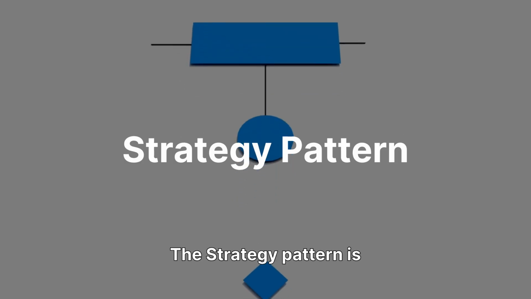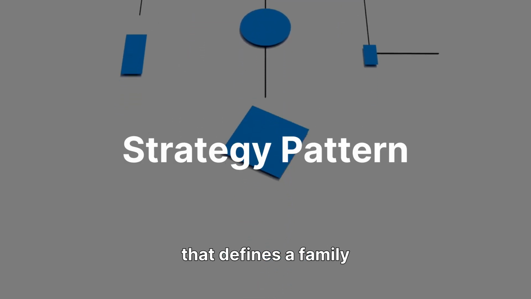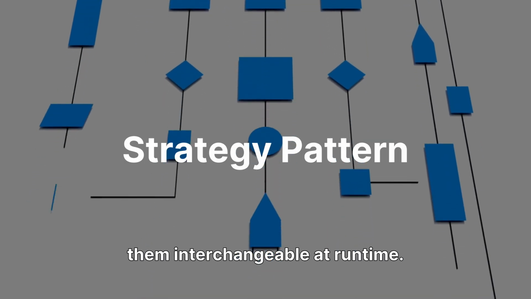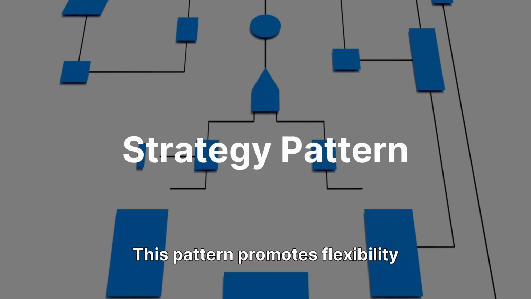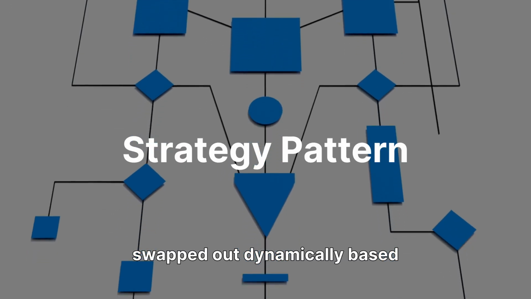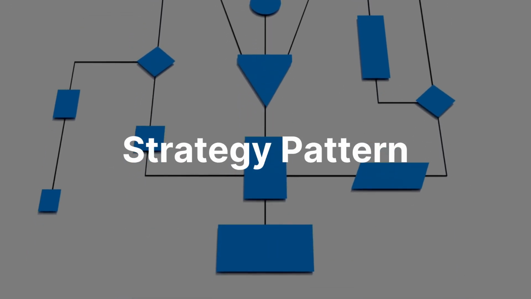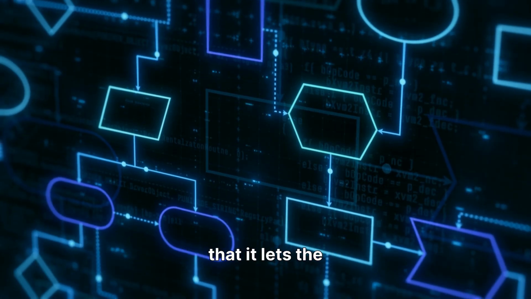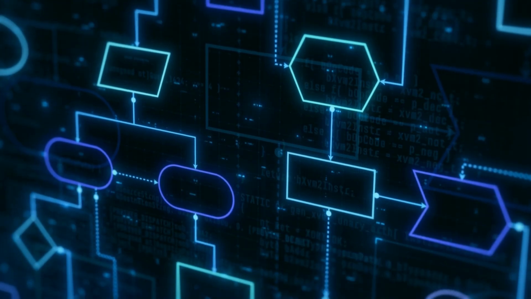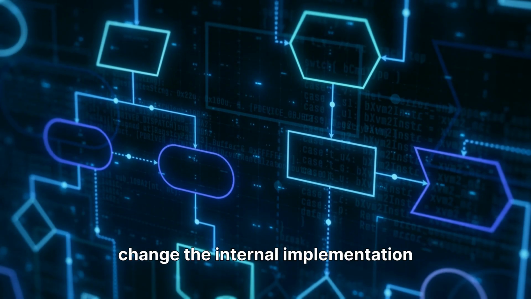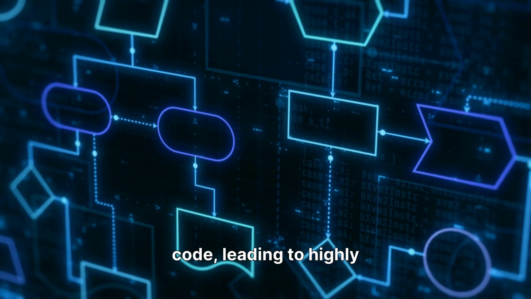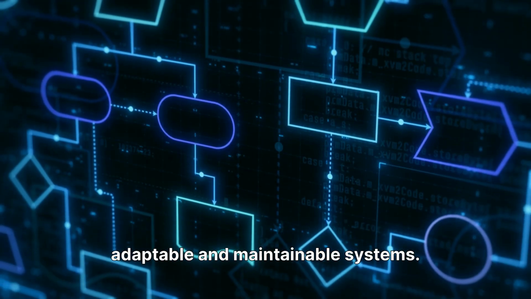The strategy pattern is another key behavioral pattern that defines a family of algorithms, encapsulates each one individually, and makes them interchangeable at runtime. This pattern promotes flexibility by allowing an algorithm to be selected and swapped out dynamically based on context or configuration. A core benefit of the strategy pattern is that it lets the algorithm vary completely independently from the clients that use it. This means you can change the internal implementation of an algorithm or even introduce new algorithms without modifying the client code, leading to highly adaptable and maintainable systems.